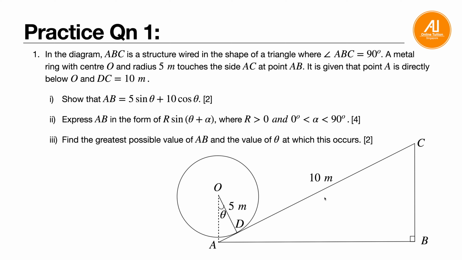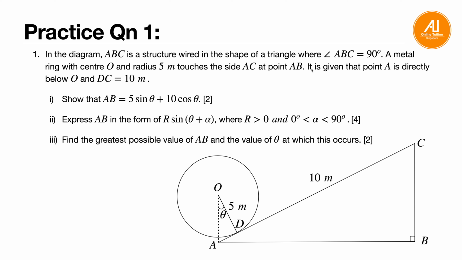Let's look at the first question. In the diagram, ABC is a structured wire in the shape of a triangle where angle ABC is 90 degrees. So this is 90 degrees. A metal ring with center O, this is the ring, radius is 5 meters, touching the side AC at this point.